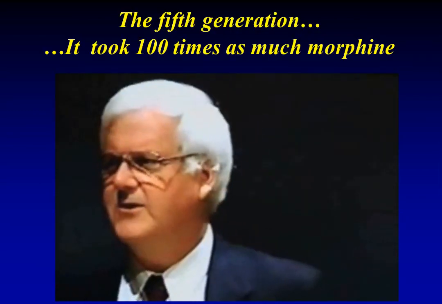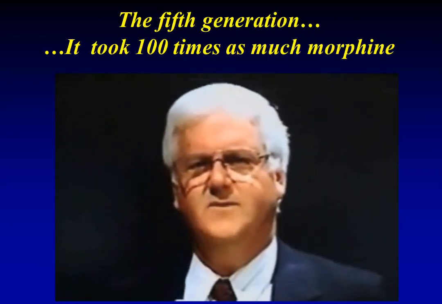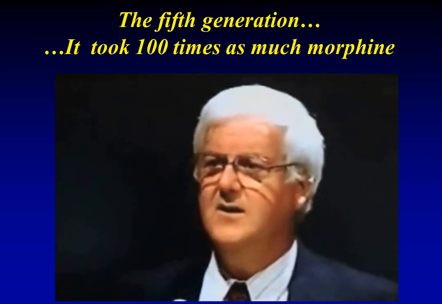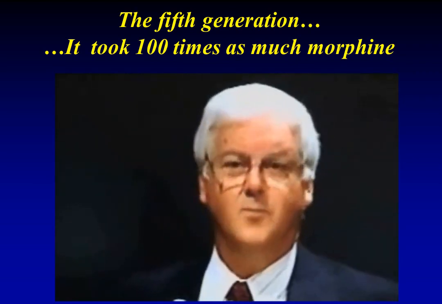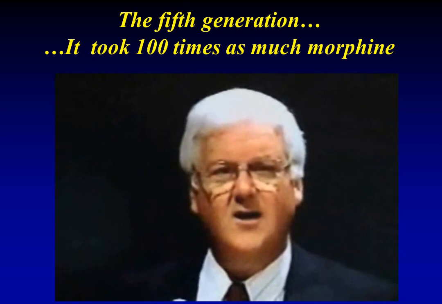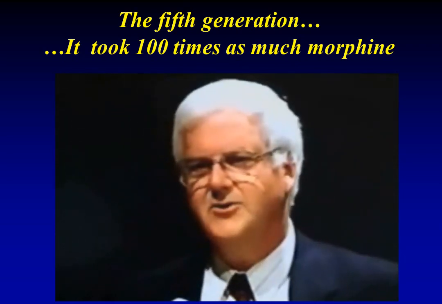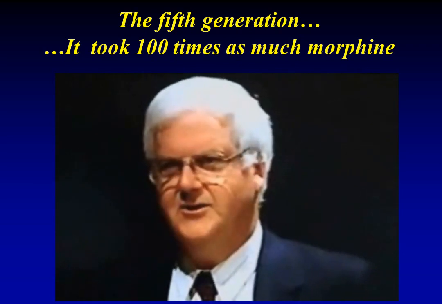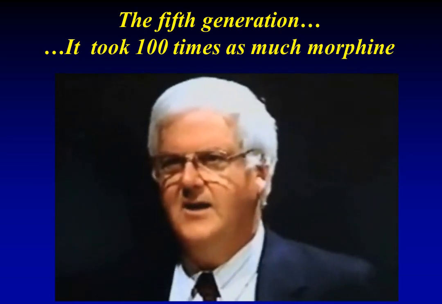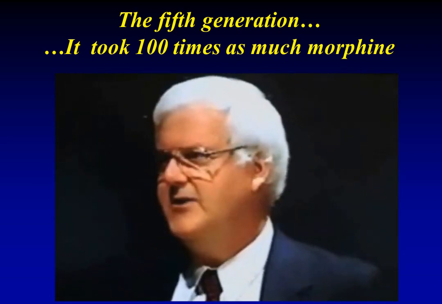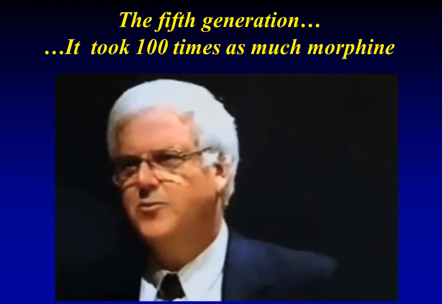That in the fifth generation were enormously different from the standpoint of their sensitivity to the analgesic effects of morphine. And so it took 100 times as much morphine to produce analgesia in the low analgesia line, the LA line, as in the high analgesia, HA line. 100 times as much morphine.